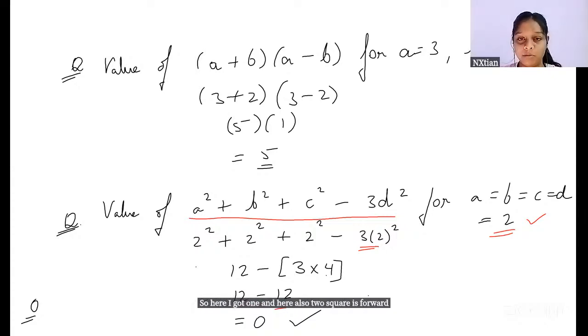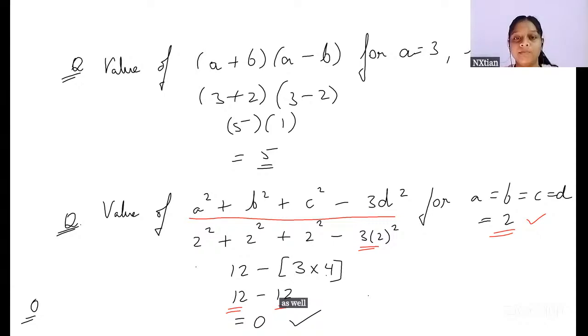So 4 plus 4 plus 4 is 12. On both sides you will get 12. And 12 minus 12 is 0. Okay, this is how we will solve for this equation.